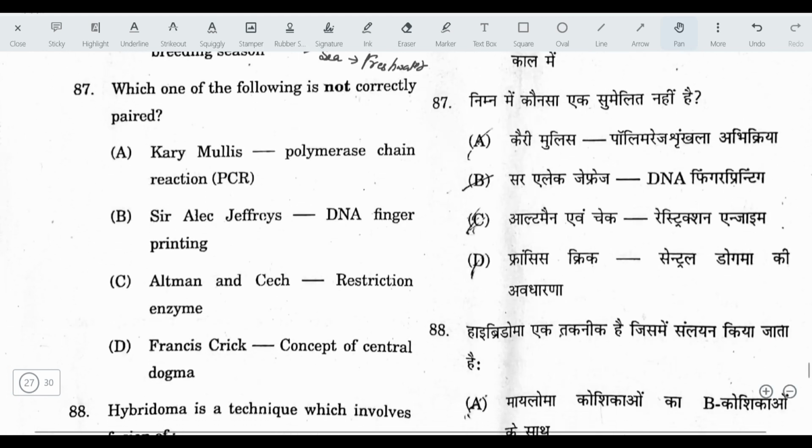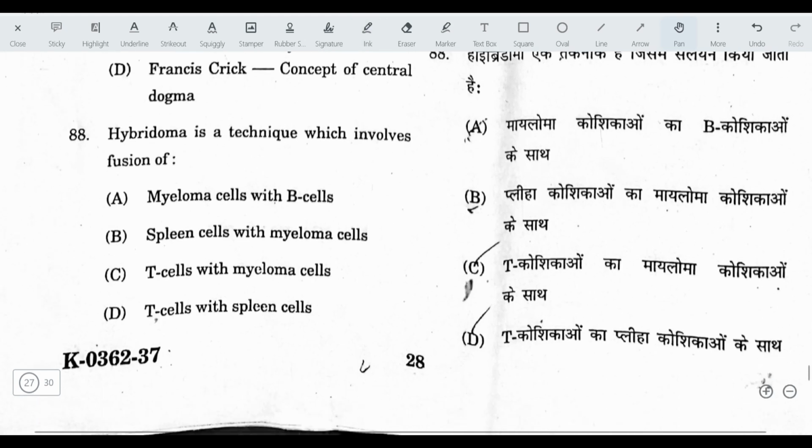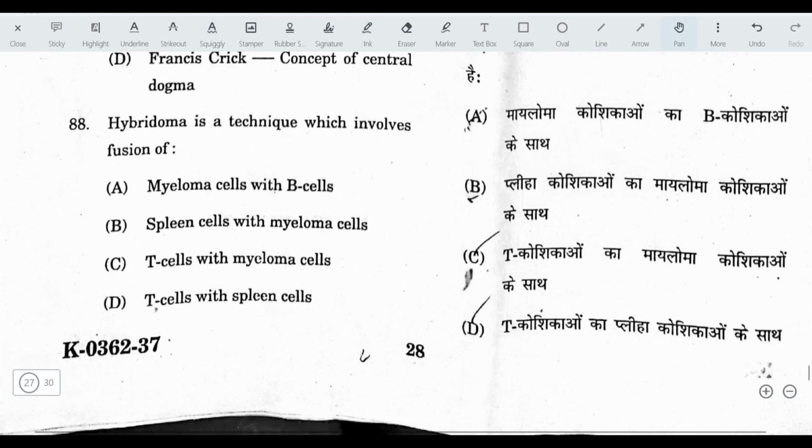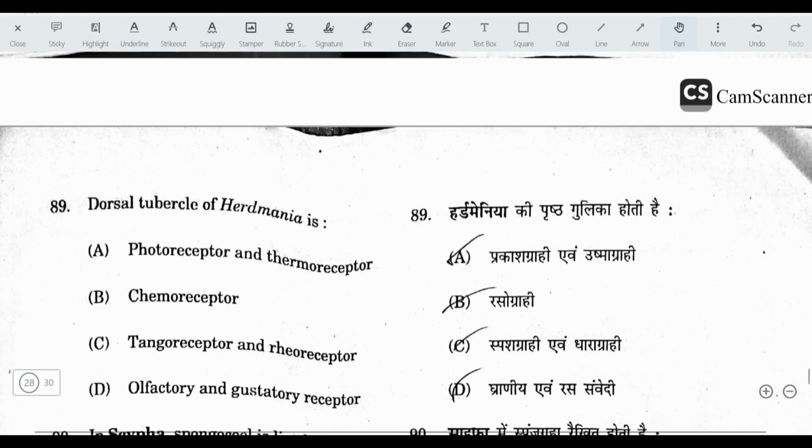Next question: which of the following is not correctly paired? The answer here is Altman and Cech. They were associated with ribozymes and not restriction enzymes. Next question: hybridoma is a technique which involves. The answer here is fusion of spleen cells with myeloma cells to produce antibodies, monoclonal antibodies.